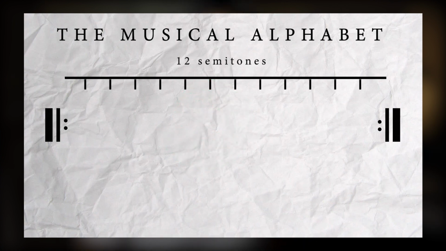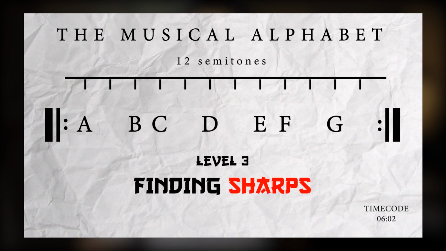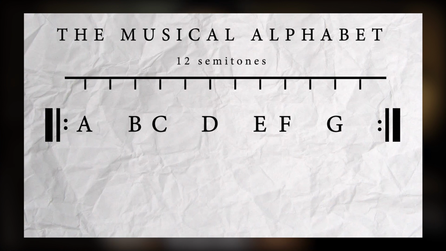This time, I'm going to keep the natural letters on the screen. I want to see if you can find the sharps. D sharp. F sharp, C sharp, G sharp, E sharp, B sharp, A sharp.